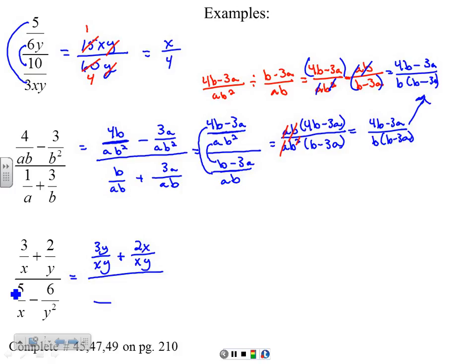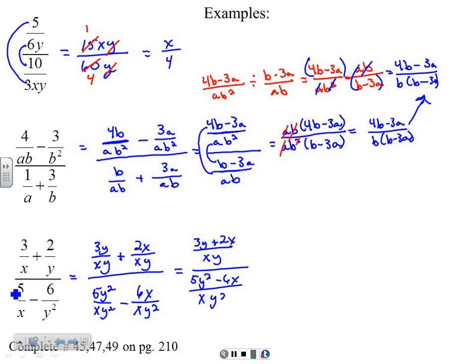On the bottom, I have xy squared. Remember, you have to use everything once. So you have xy squared. So that left side fraction I had to multiply by 5y squared. And that right side fraction I had to multiply by an x. So you get 6x. Alright, let's make it into one fraction. So we have 3y plus 2x over xy. And I have 5y squared minus 6x over xy squared.